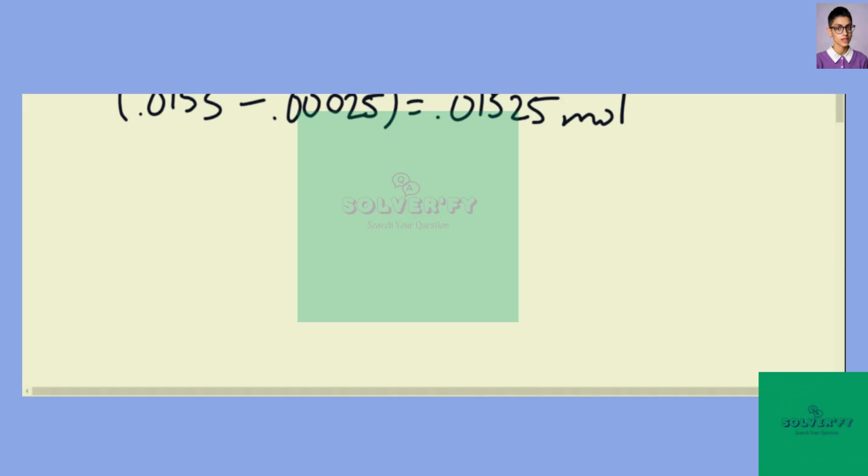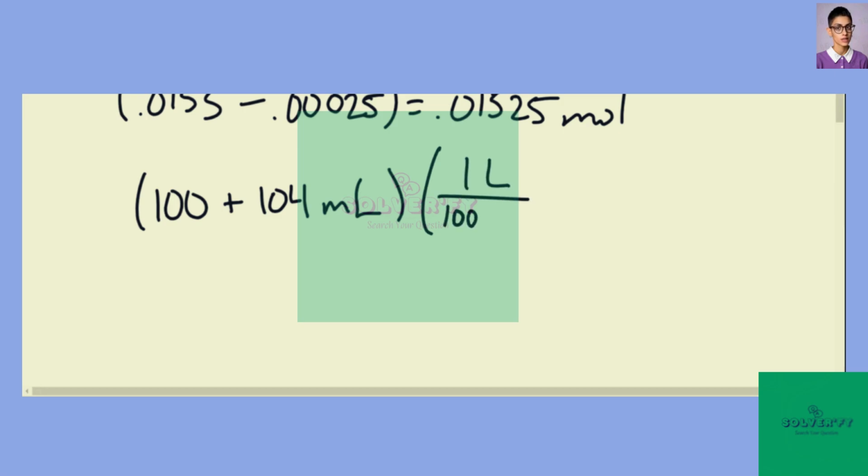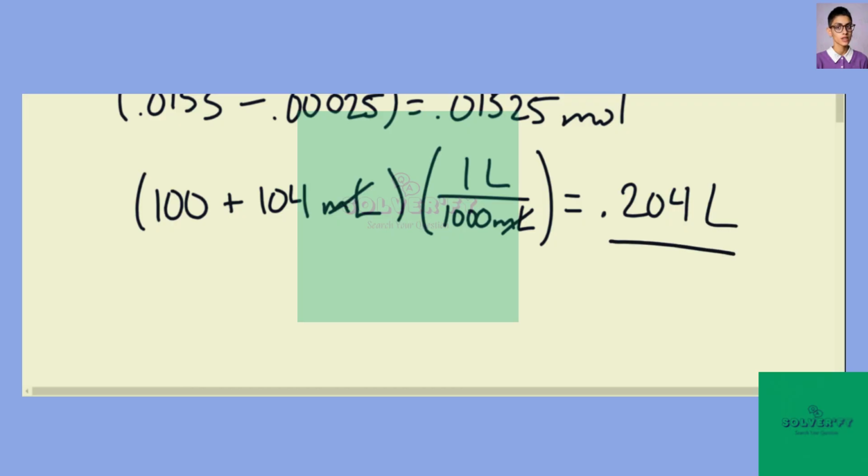Now we need to calculate the total volume of the solution. So we have 100 plus 104 milliliters. And we multiply that by 1 liter over 1,000 milliliters, just to convert it to liters. And these will cancel out. We'll come up with the appropriate units, and it's 0.204 liters. Okay, so that's the total volume.